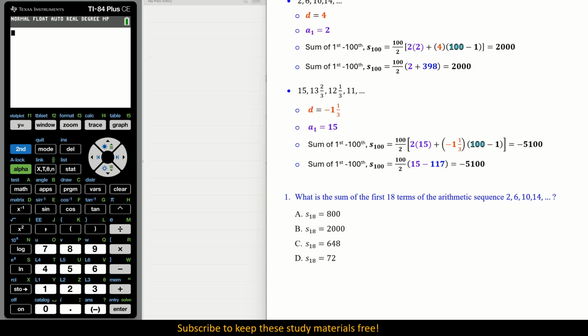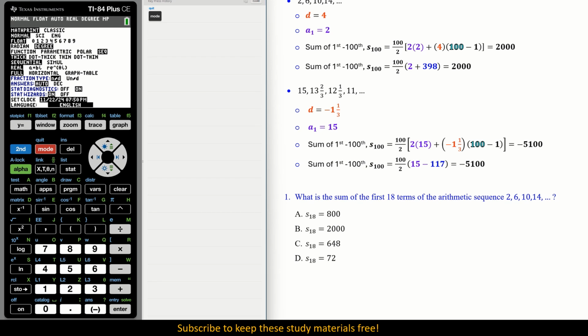Number 1: What is the sum of the first 18 terms of the arithmetic sequence 2, 6, 10, 14? The very first thing we do is make sure that we're in sequence mode. So go to mode, and it's down here where you see function. I'm going to arrow over, you can arrow either way, to the left and see it's highlighted, SEQ. Make sure that's highlighted and push enter.